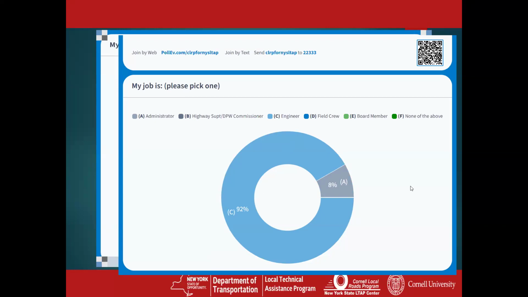All right, looking like we got a lot of engineers in the audience. That makes sense because we're doing this for a PDH, and we engineers have to stay on top of our PDHs. But got a handful of administrators in the audience as well, and that's wonderful.